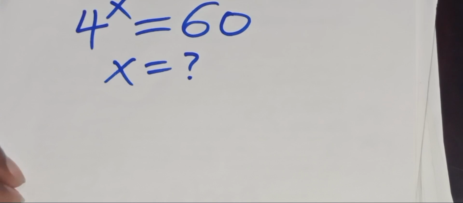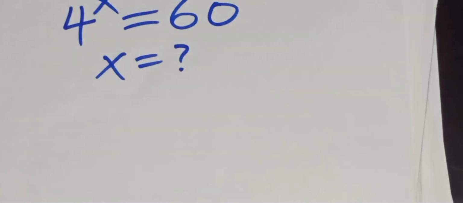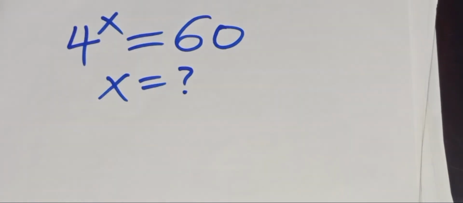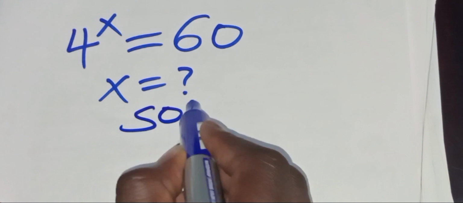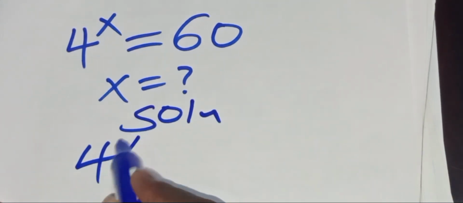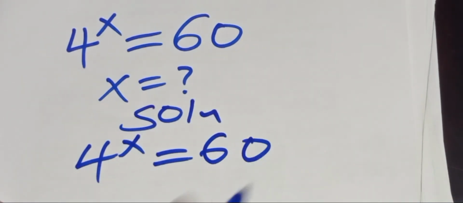Hello, YouTube family. Let's provide a solution given this nice exponential equation, which is 4 to power x is equal to 60. So what is the value of x? Now, solution from what we have, we have 4 to power x, this is equal to 60.